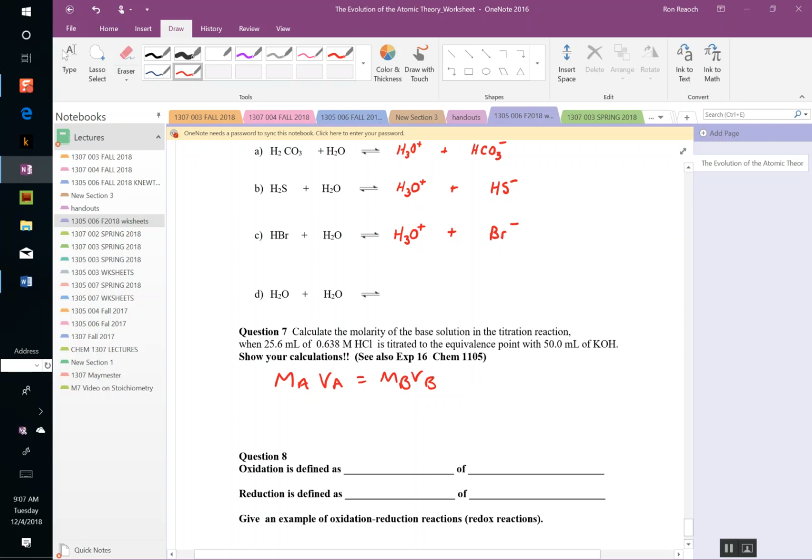So let's read this. Calculate the molarity of the base solution. All right, that's what it's asking you to calculate. The molarity of the base solution in the titration reaction when 26 milliliters of a 0.638 molar HCl solution is titrated to the equivalence point with 50 milliliters of KOH. So what's the 50 milliliters? VB. VB.